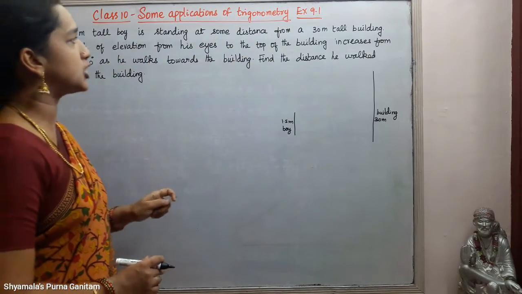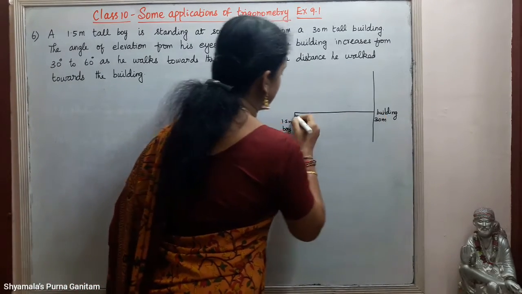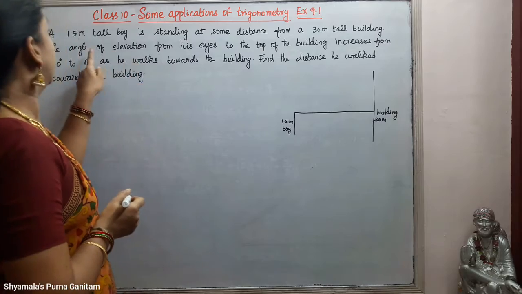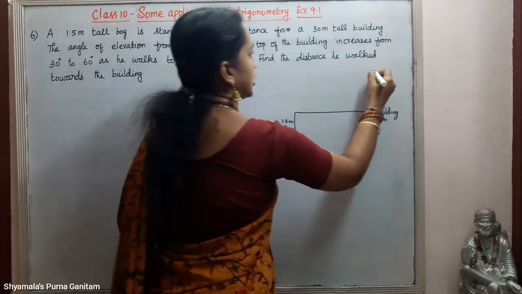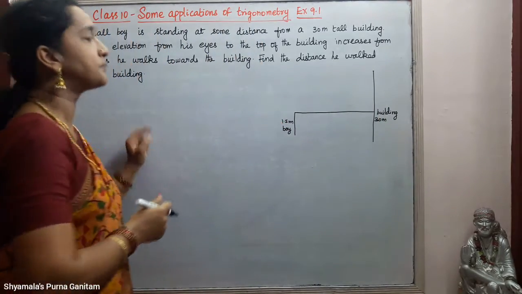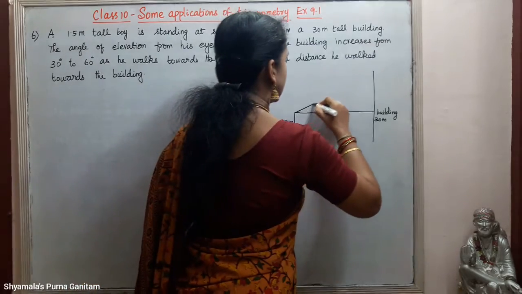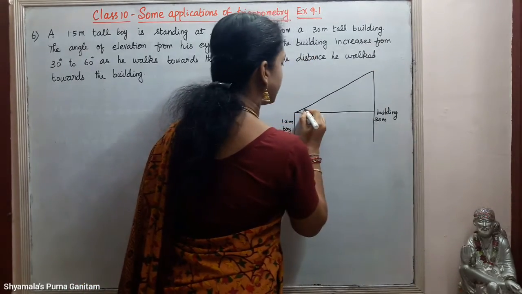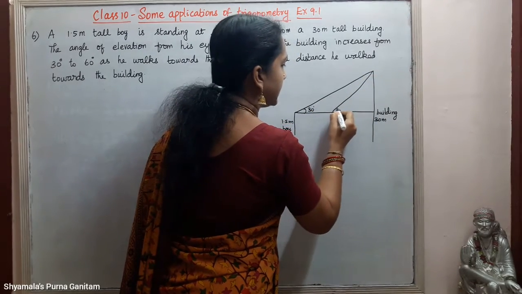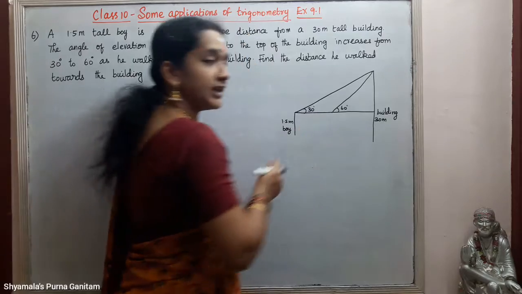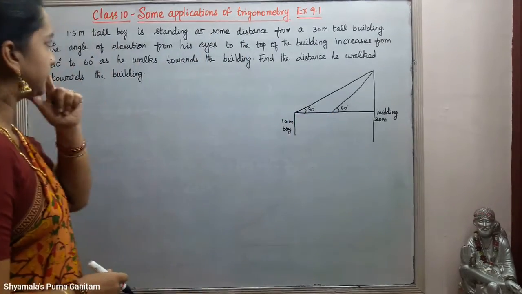The angle of elevation from his eyes. Assuming that here are his eyes, this is the angle of elevation from his eyes to the top of the building. So, this is the top of the building. The angle increases from 30 degrees to 60 degrees. From here it is 30 degrees, and when he comes closer it is 60 degrees.